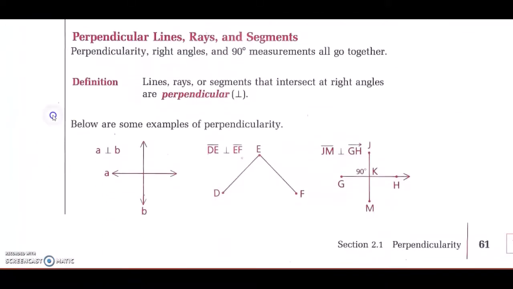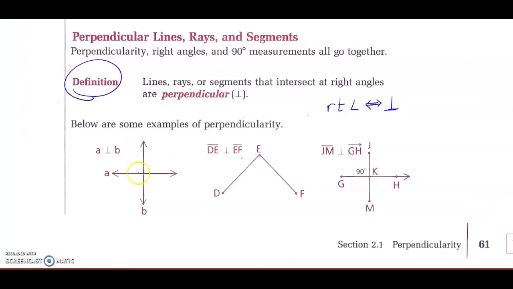So now we have a new definition. Lines, rays, or segments that intersect at right angles are perpendicular. To say this conditionally, we would say if lines, rays, or segments intersect at right angles, then they are perpendicular. So if you have a right angle, then it's perpendicular. Lines, rays, or segments that form a right angle implies perpendicularity. And this is a definition. Definitions are reversible, so that's biconditional.